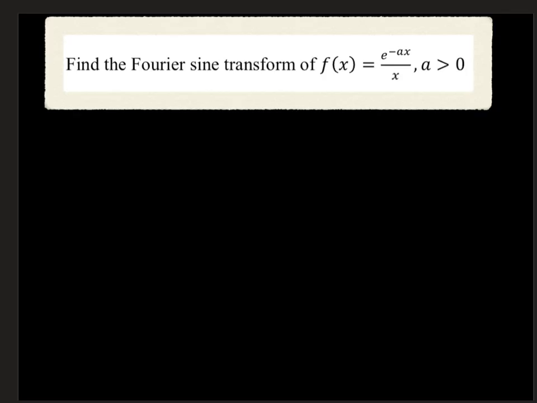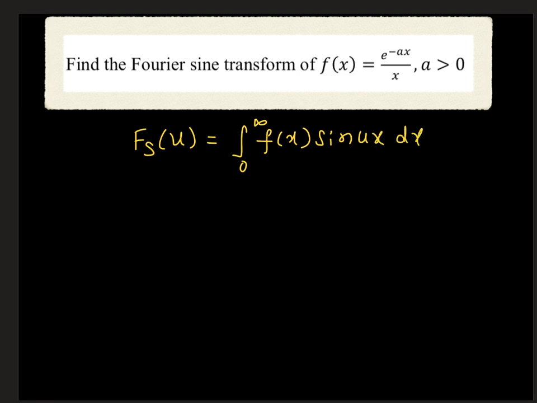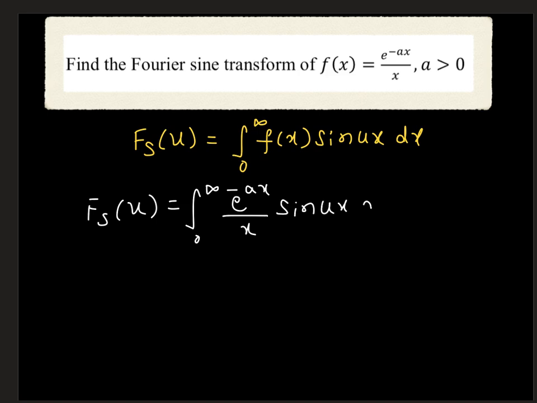The next problem is find the Fourier sine transform of f of x is equal to e power minus ax divided by x where a greater than 0. So we want the Fourier sine transform. I'll write the formula of Fourier sine transform is given by integral 0 to infinity f of x sine ux dx. I'll substitute for the function now, where the function is e power minus ax by x. I'll write sine ux as it is.